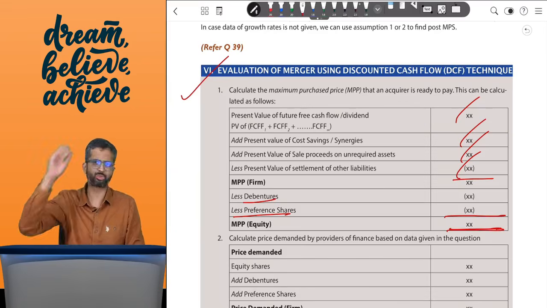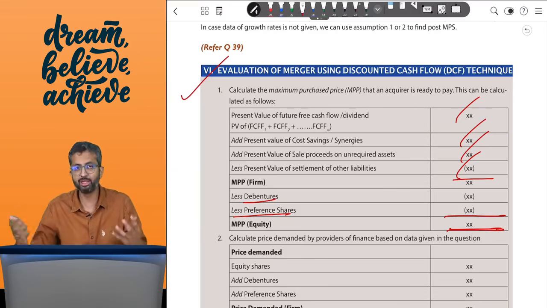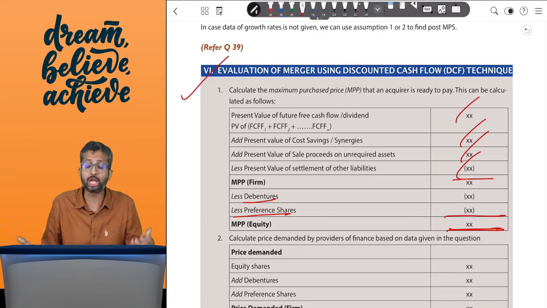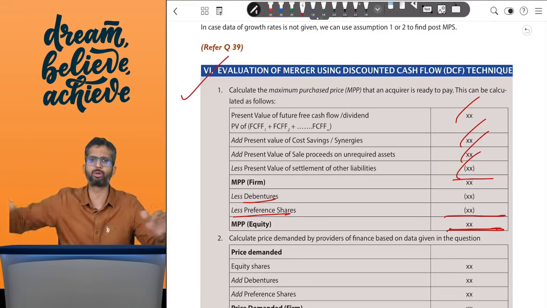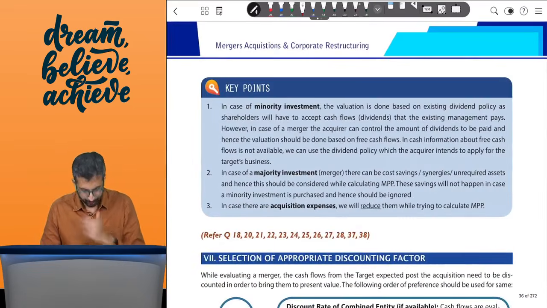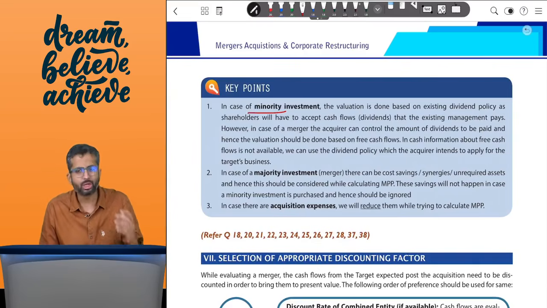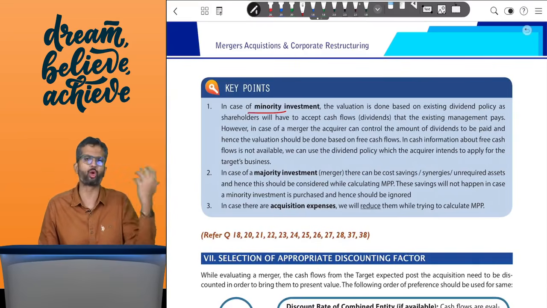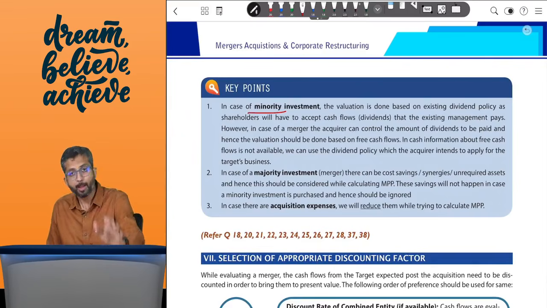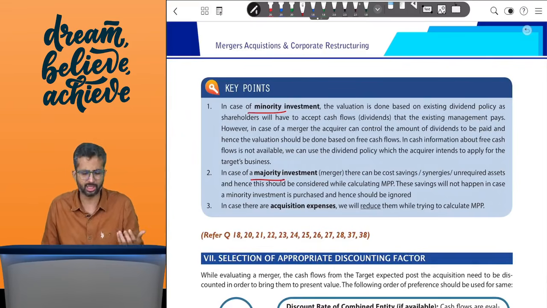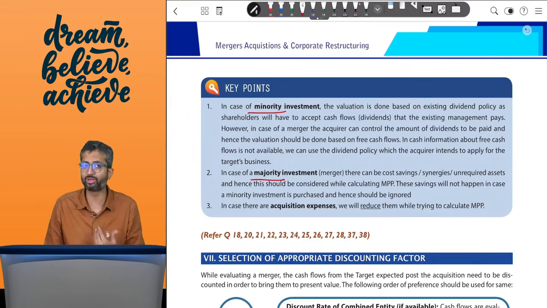If the maximum purchase price is 100, and the price demanded is only 80, in which case the merger is advisable. But if the maximum purchase price is, let's say, 100, and the price demanded is 120, the merger is not viable. Okay. In case of minority investment, one needs to remember that you don't really need to take the synergies, cost saving, or disposal of unrequired assets. But in case of a majority stake, you will consider that and the cash flows that you are expecting to get if the merger goes through.